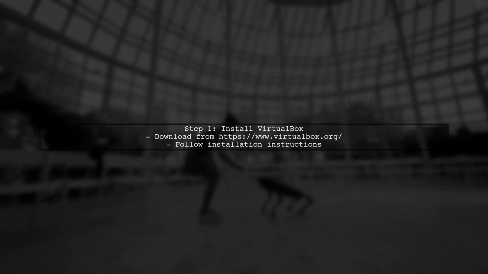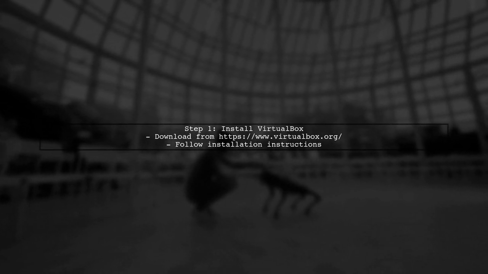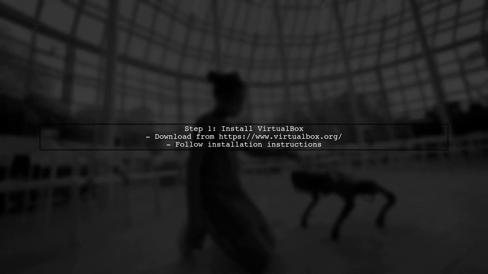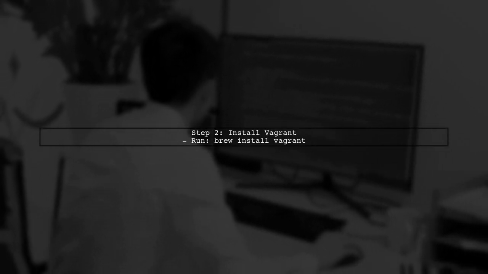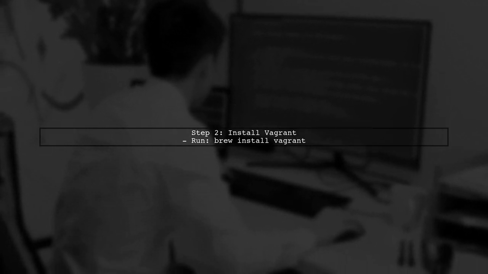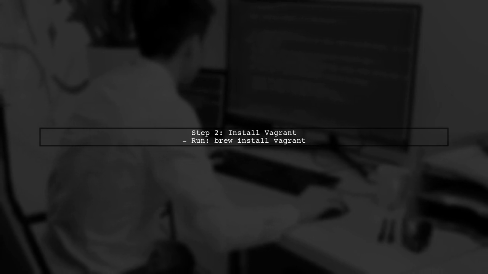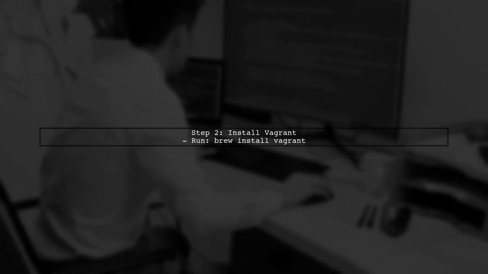To provision a Travis CI full VM environment locally on Mac OS X, we first need to install VirtualBox. This software allows us to create and manage virtual machines. Next, we will install Vagrant, which is a tool for building and managing virtual machine environments. You can install it using Homebrew by running the command shown on the screen.